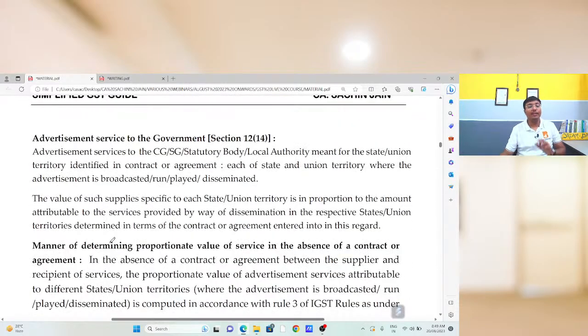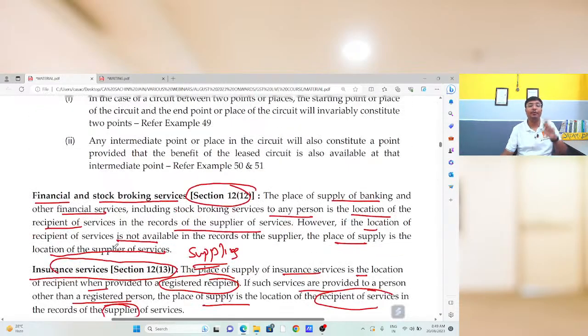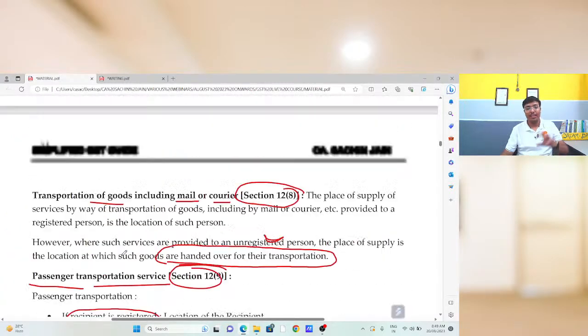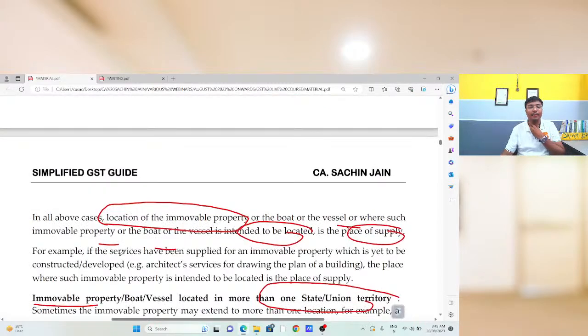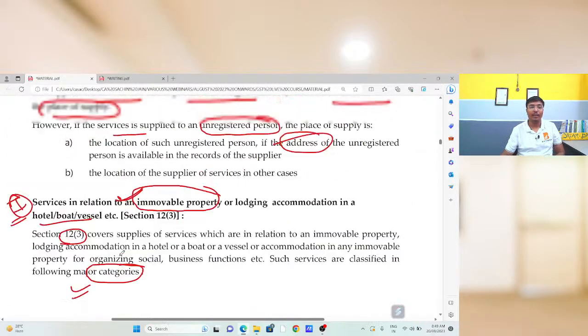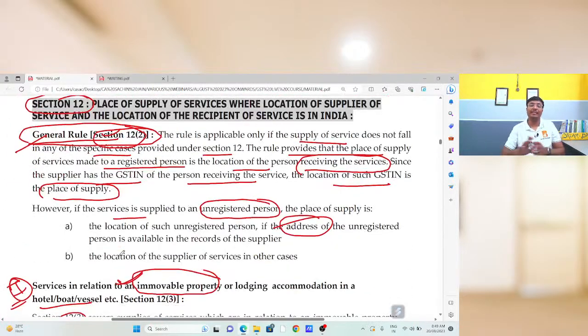So these are certain specific provisions related to the place of supply. We are just going to revise these points once, so that it will be more clear in your mind. So the basic principle is that if the recipient is registered, the place of the registered recipient will be treated as the place of supply.